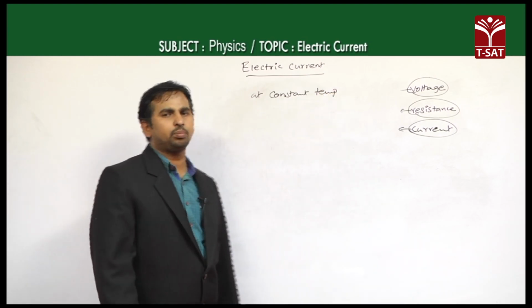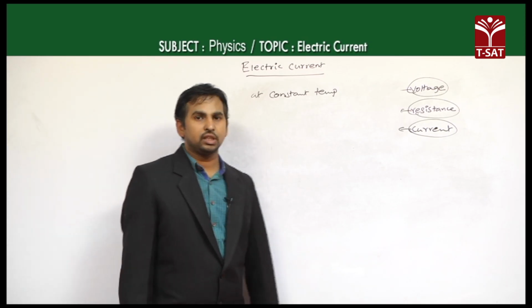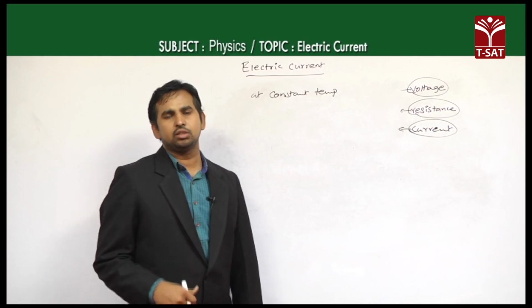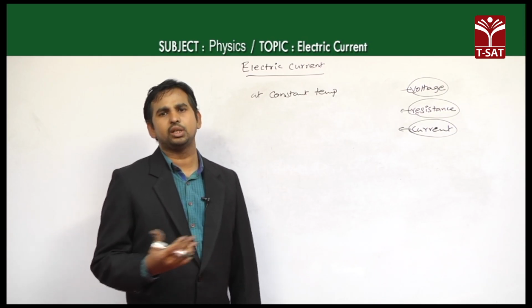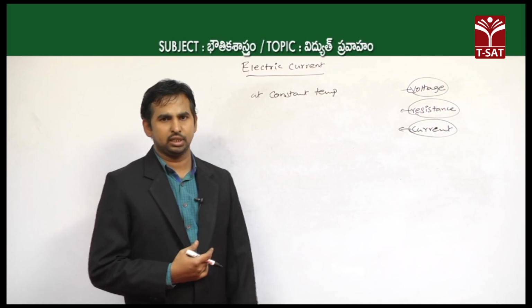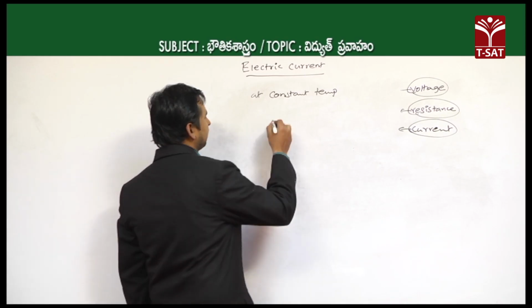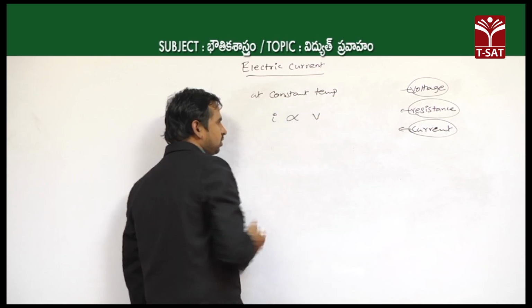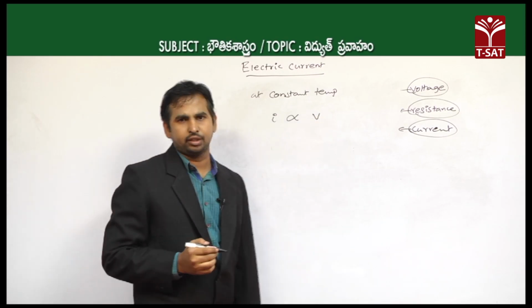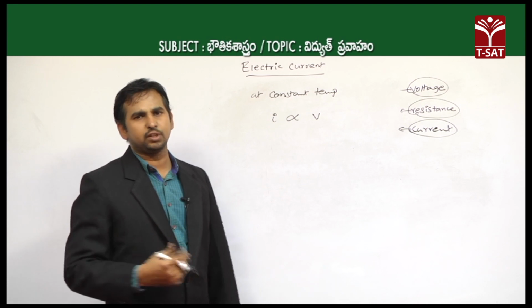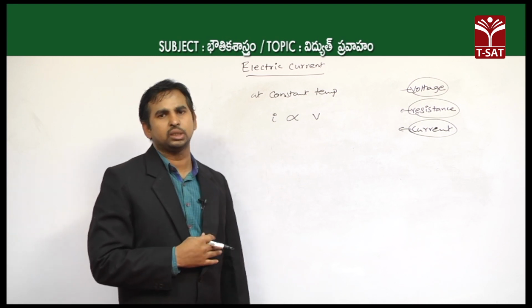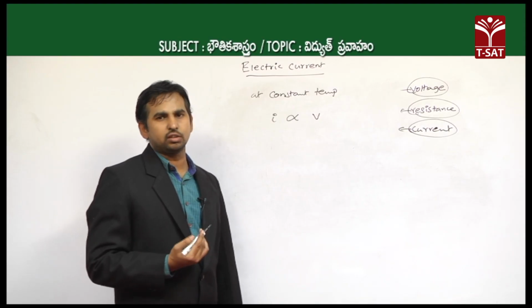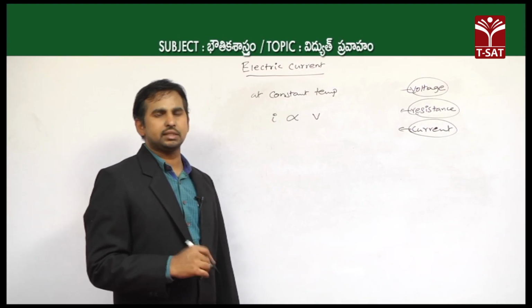If you see the statement of Ohm's law, it says that at a constant temperature, whatever current you draw is directly proportional to the potential difference applied at its terminals. Whatever current I you draw is directly proportional to the potential difference we are applying. So, with more potential difference, we can draw more current.